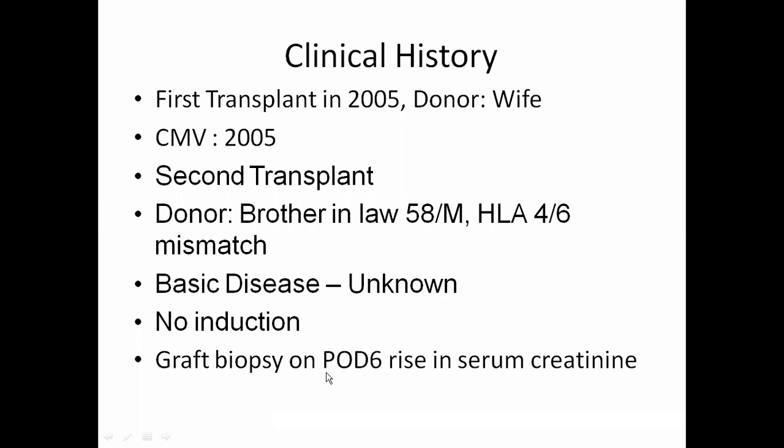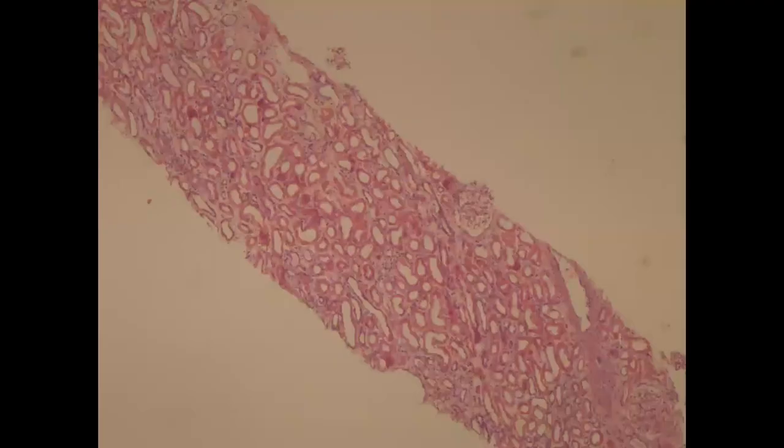No induction was given, and there was a rise in serum creatinine on POD6, and this is the graft biopsy. The graft biopsy shows that there is diffuse acute tubular injury. When I say acute tubular injury, normally the tubules are present in a back-to-back manner. You hardly see spaces here. What you can see is tubules, but in the intervening areas you can see some spaces, and this space is called interstitium. So there is some interstitial edema, tubules are separated, they appear dilated, and I want to highlight this vessel here.